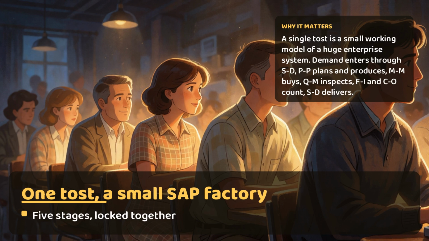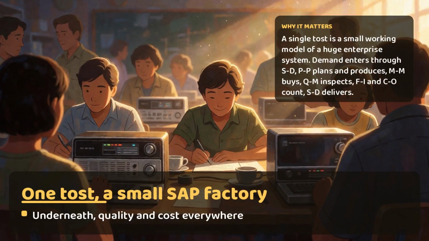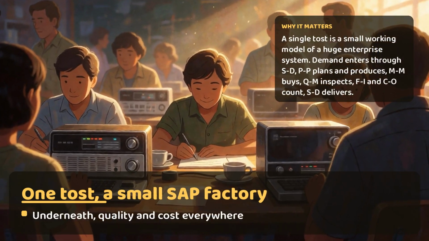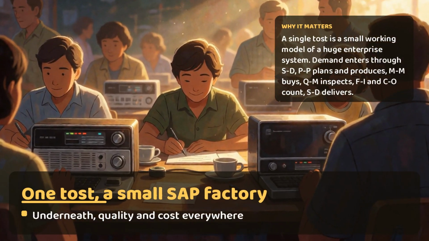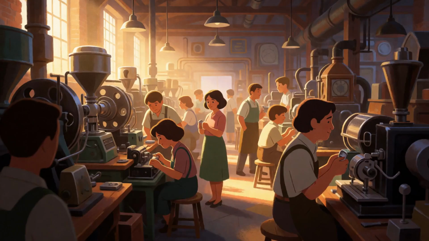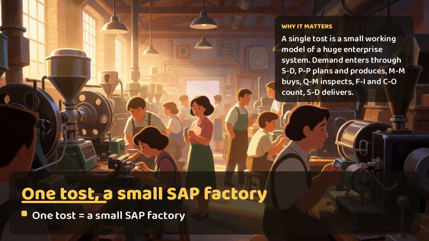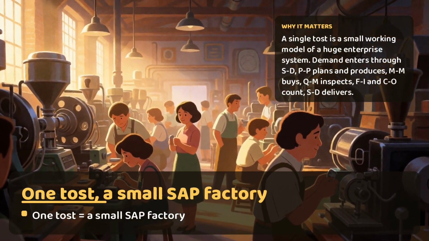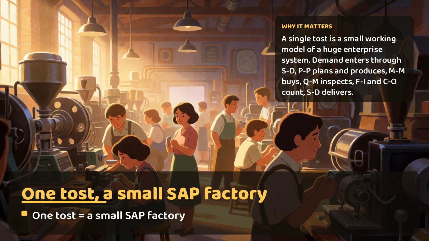We planned, we procured, we booked goods receipts. We turned raw material into semi-finished goods, and semi-finished goods into a finished good. We checked its quality, worked out its cost, and in the end delivered it to the customer. And here is the crucial point. A single toast is in truth a small SAP factory. And once you have understood this toast, the huge enterprise systems you meet later are not nearly so frightening. Because at the core of all of them lies the same simple flow.